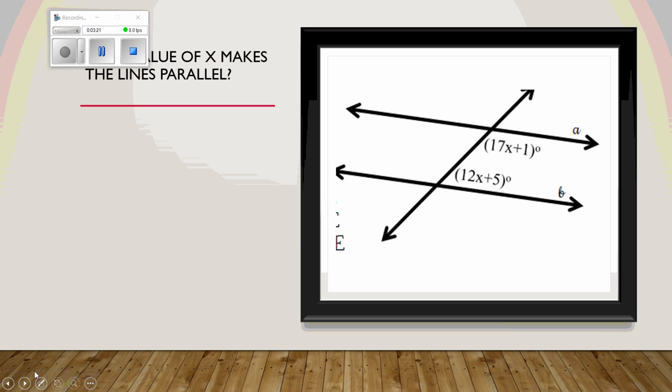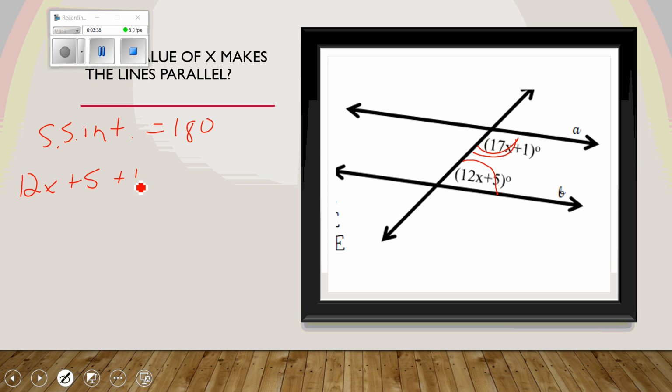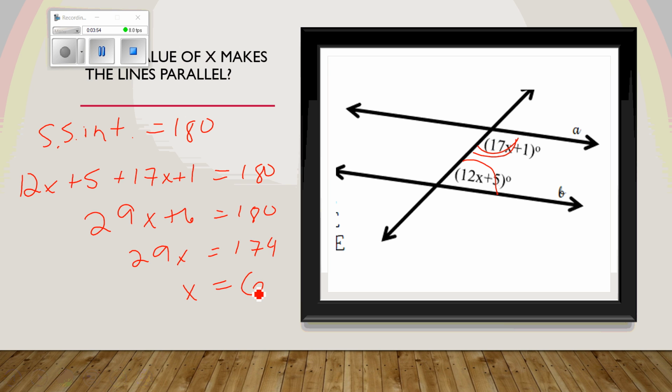Which value of x makes these lines parallel? Well, right now we have same side interior. Same side interior adds to 180, so we're going to add these to 180. 12x plus 5 plus 17x plus 1 equals 180. 29x plus 6 equals 180. 29x equals 174. And x equals 6. When x is 6, these two values will add up to 180 and make it parallel.